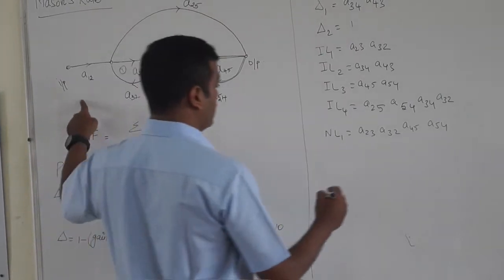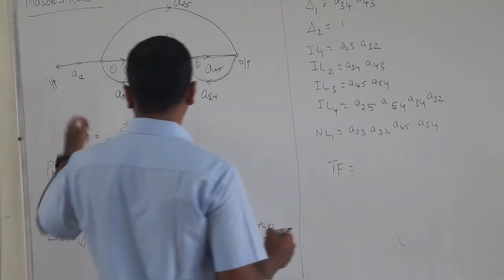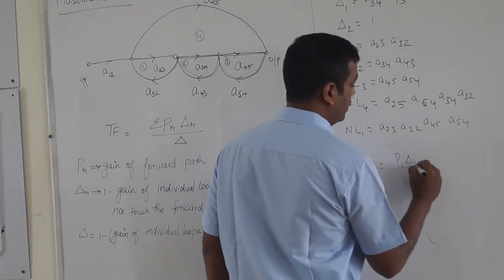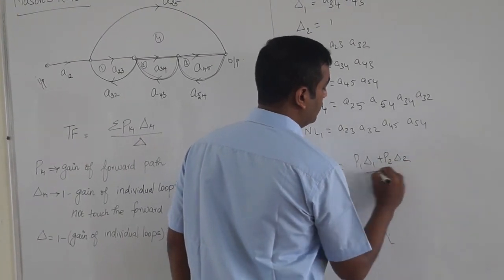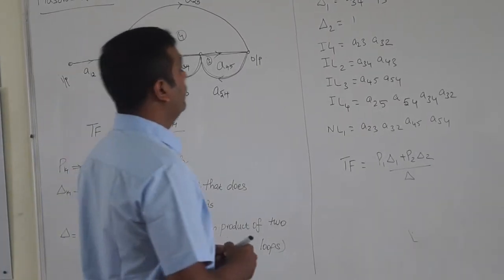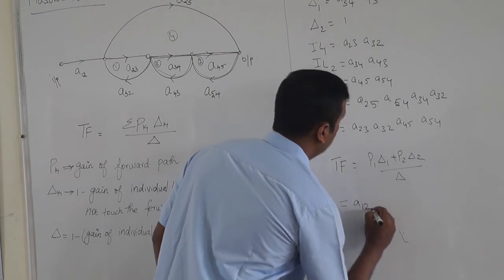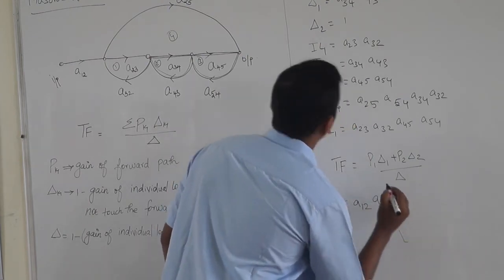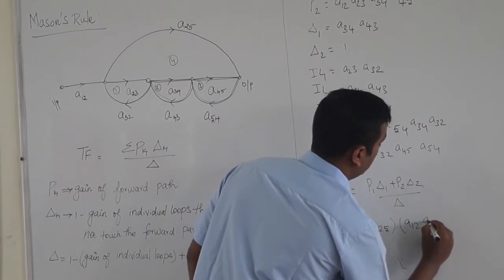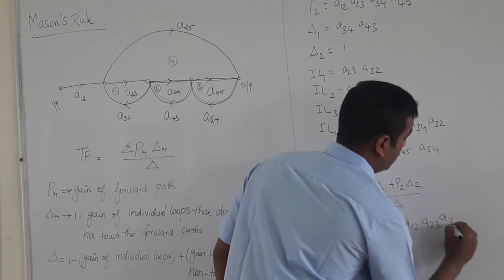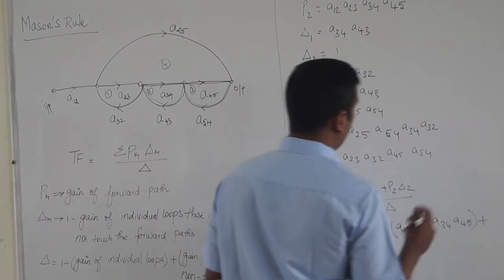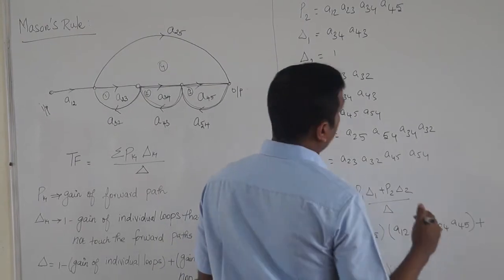Now let's write the transfer function of this entire system. The transfer function is equal to sigma pk del k, which is nothing but p1 del 1 plus p2 del 2 by del. What is p1? A12, A25. What is del 1? A12, A23, A34, A45 plus what is P2? P2 is A1.